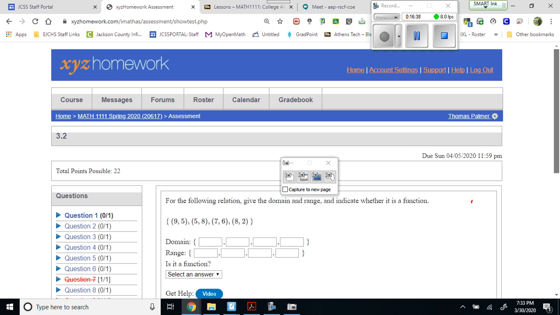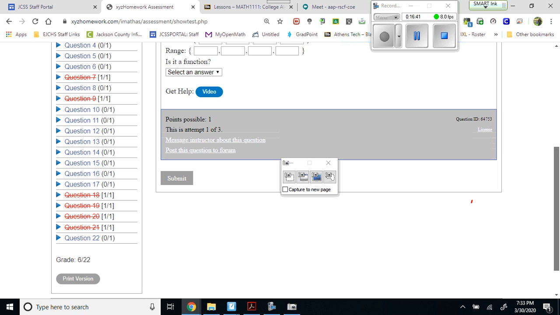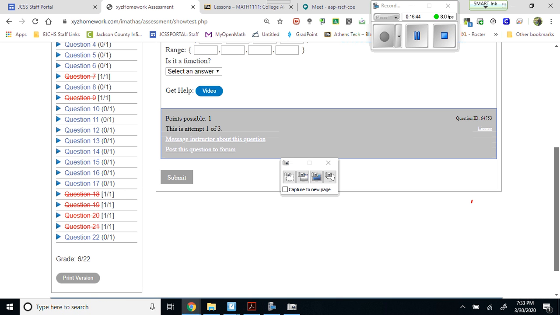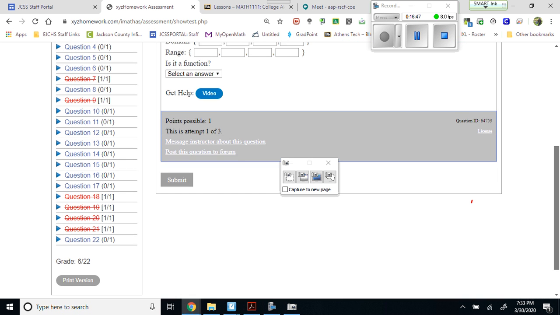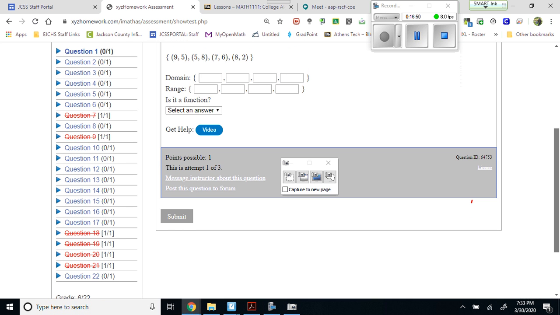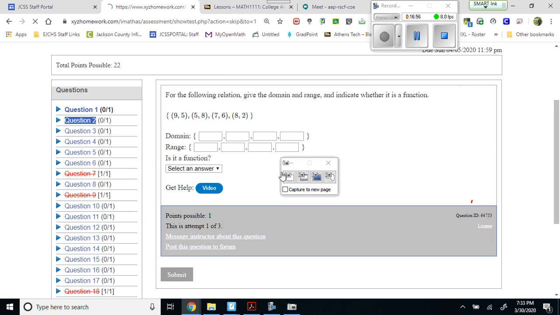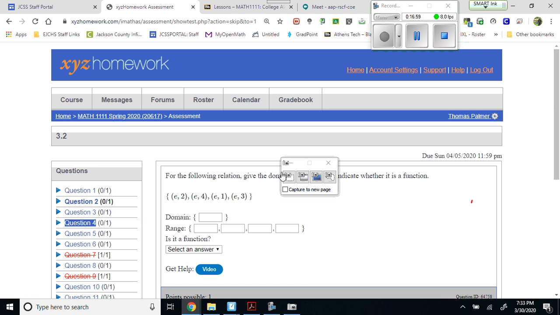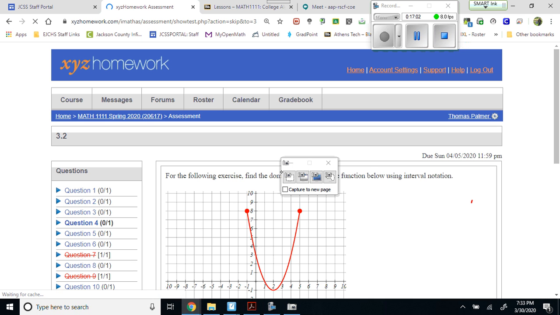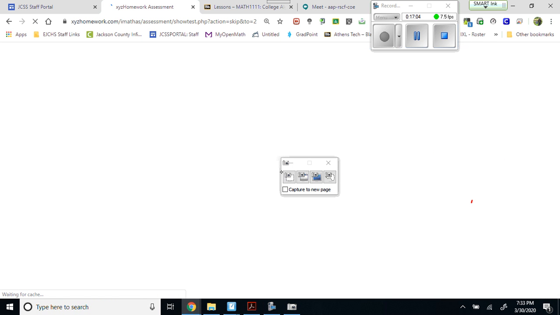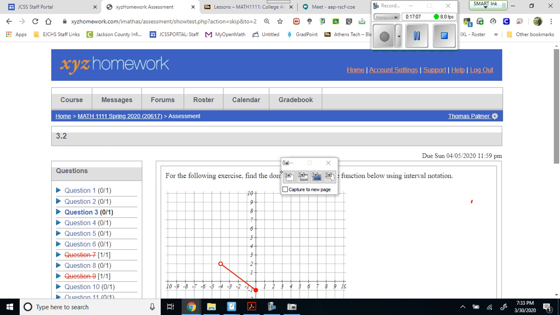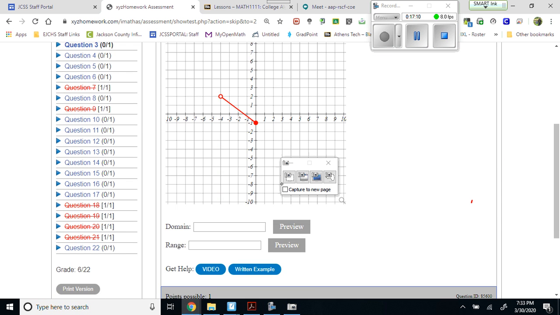You got domain and range, and I took out 1, 2, 3, 4, 5, 6. So you got 6. Yeah, 16 problems. So domain and range. Domain and range of that. Is it a function, right? On this one, domain and range, see the open circle? That would mean that it gets a parenthesis. The solid circle would mean that it gets a bracket.